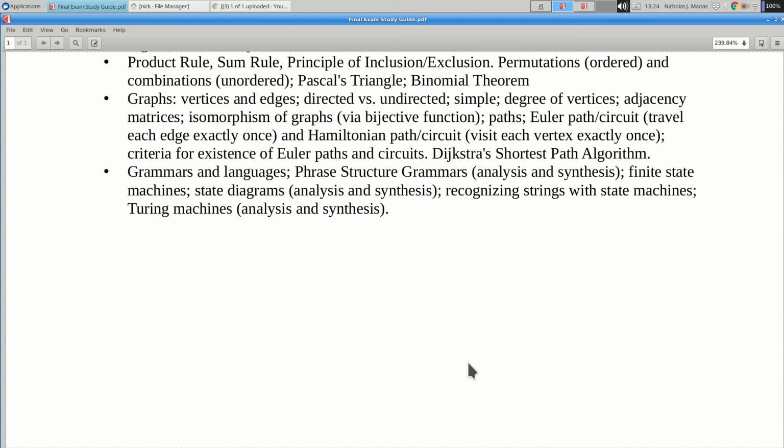So Turing machines are going to be on the exam? I think I said they won't be. Yeah, I think you said no. So no Turing machines. But grammars, languages, state machines, phrase structure grammars. Yeah, take Turing machines off that list. Turing machines not on final. Okay, take it off the list.